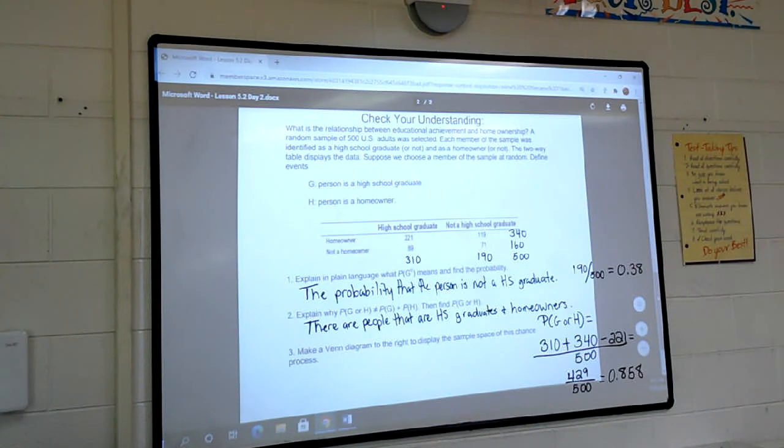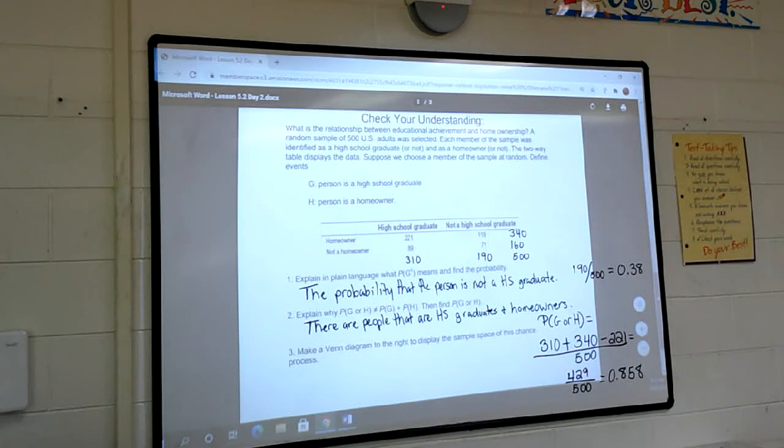Now, you should notice if you forget to add them together and then subtract both, you would get 650 out of 500, which is impossible. You get a number bigger than 1. So it'd be more than 100%. So that can't happen, right? So you would hopefully understand, oh, that can't happen, I've messed up.